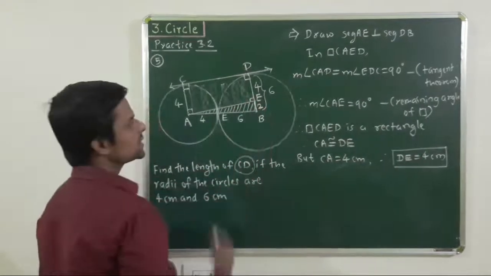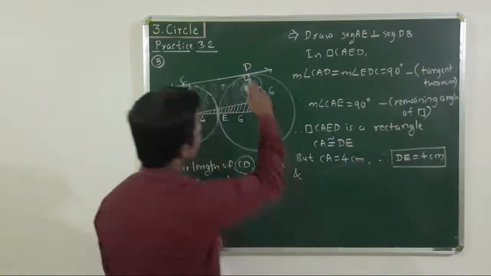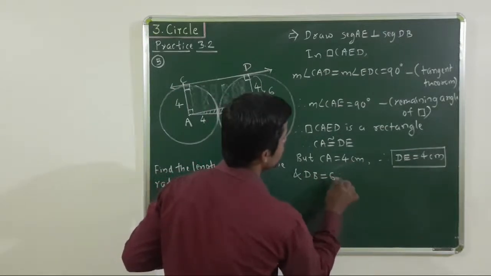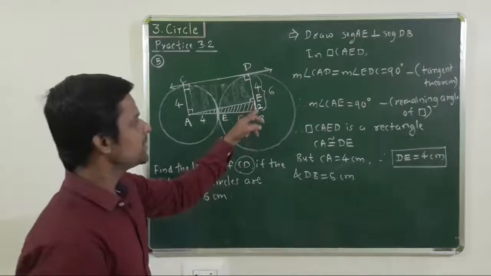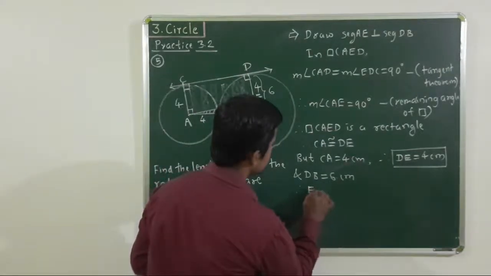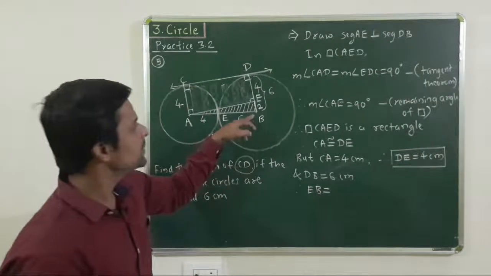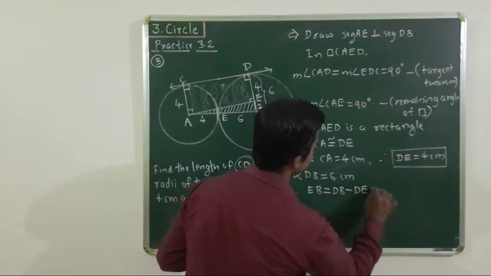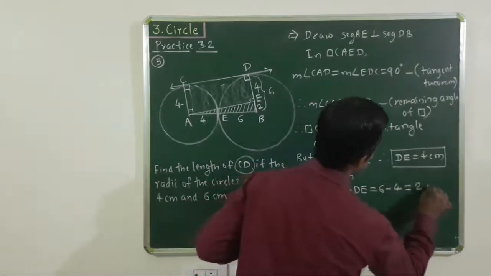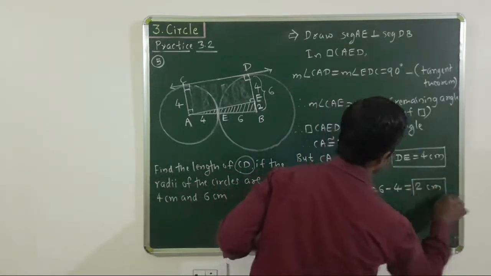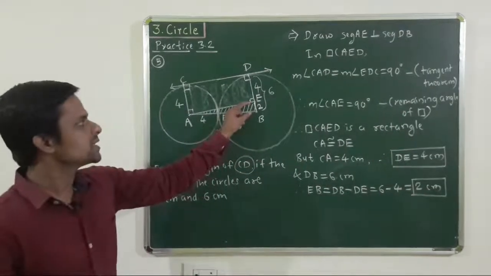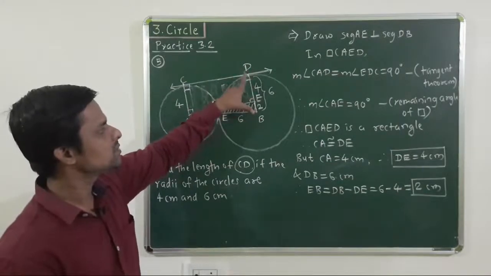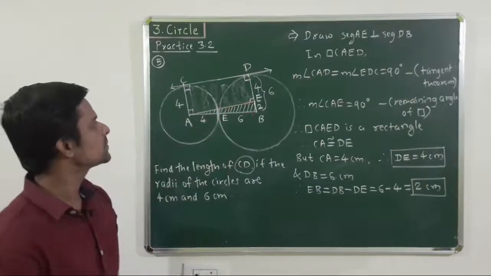DE is equal to 4 centimeter, and DB is equal to 6 centimeter, which is the radius of the bigger circle. Hence EB is equal to DB minus DE, that is 6 minus 4, that is 2 centimeter. EB is equal to 2 centimeter.